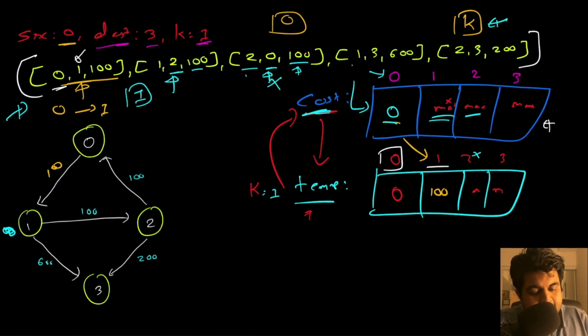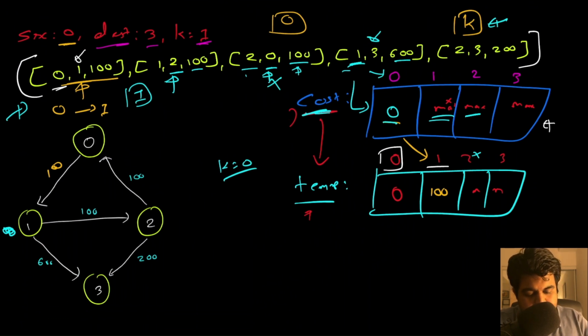The next value is, in order to reach city number 3, it takes $600. The thing is, we cannot reach city number 1. Notice that currently we are iterating over k is equal to 0 and we have a maximum value of k is equal to 1. So we are going to be running this iteration twice. So currently for k is equal to 0, this one is from 1 to 3, it takes $600.